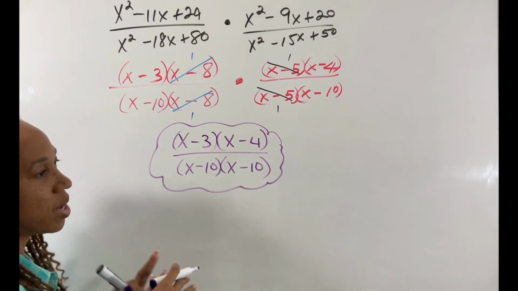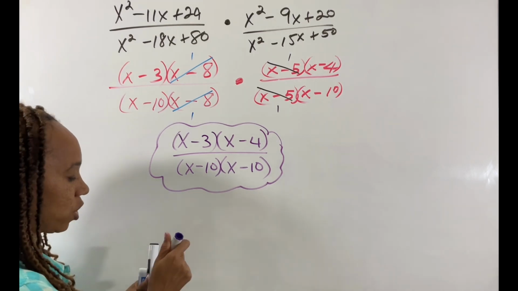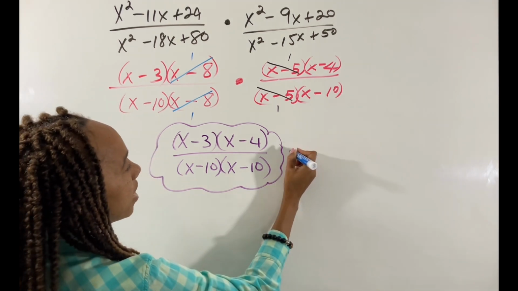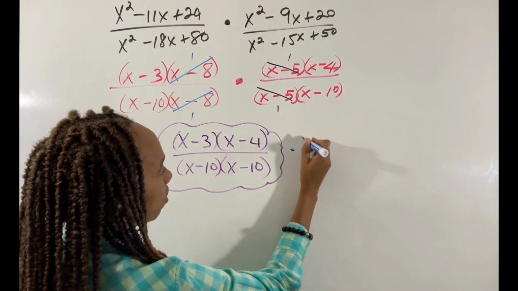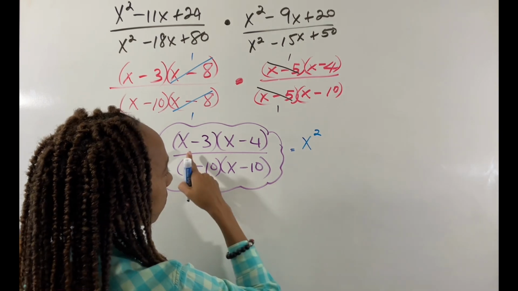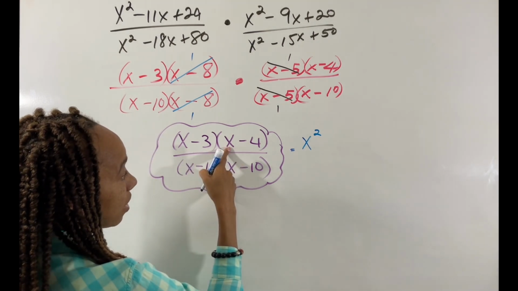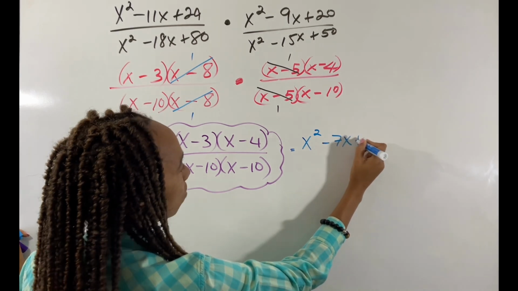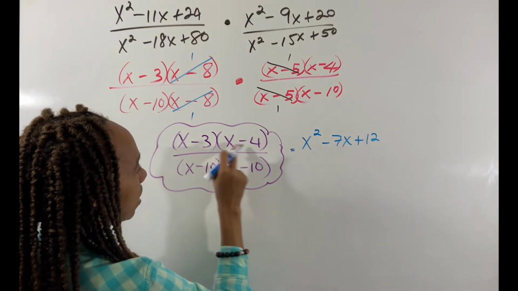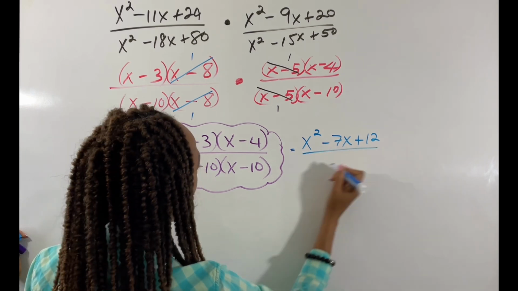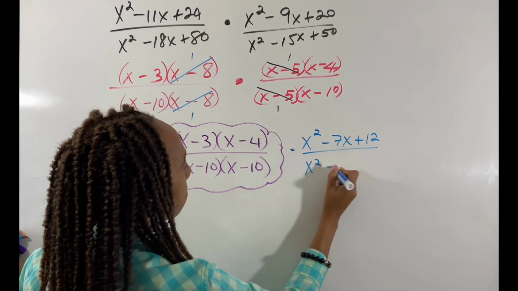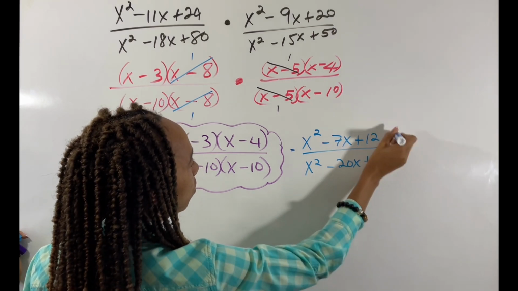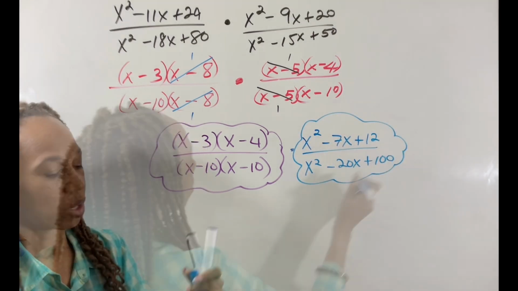But if you want to get fancy and give it to me as a quadratic expression, right, you're going to use the FOIL method, and you know that this is x to the second power. You will have negative 3x and negative 4x, so it's negative 7x, and this is going to be plus 12 because 3 times 4 is 12 and it's positive, over x squared minus 20x plus 100. So your choice.